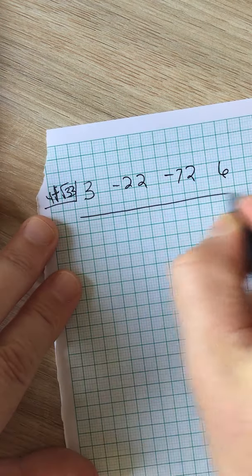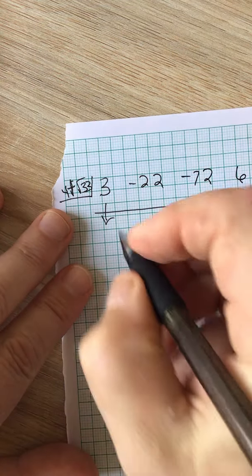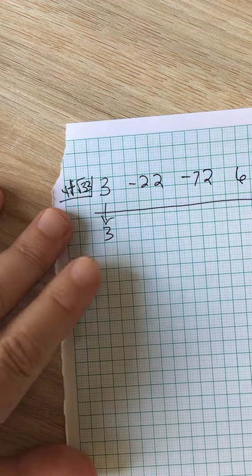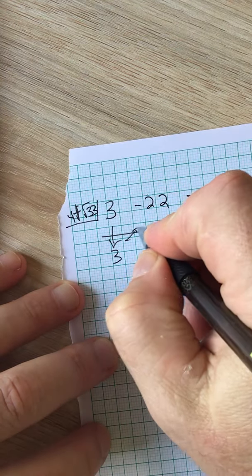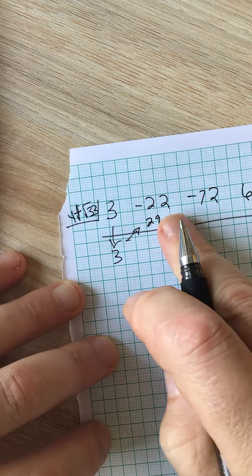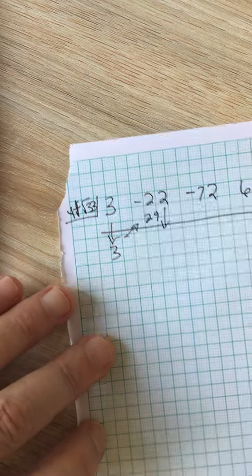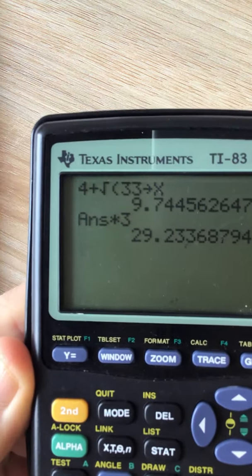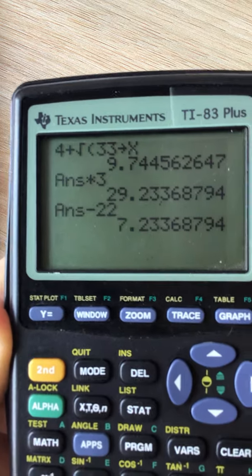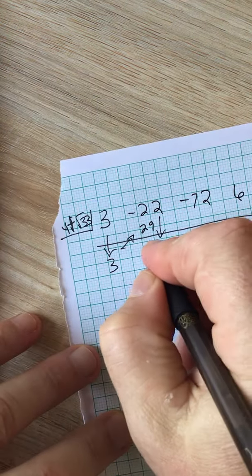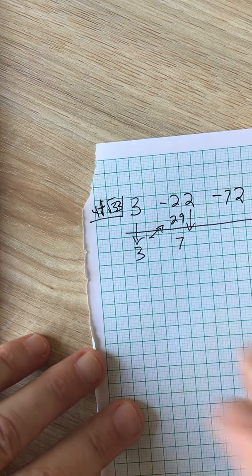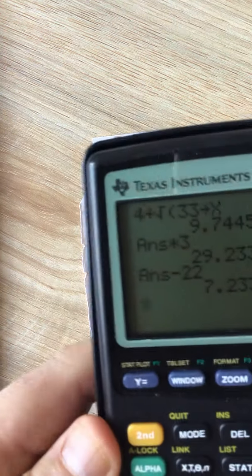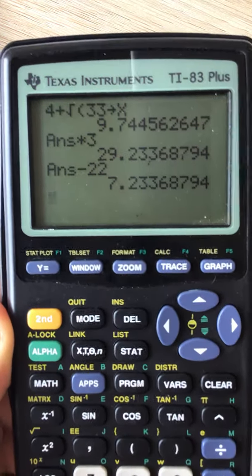So to get started with, I'm going to drop down the 3. I need to do 3 times that X value. Okay, so there's the X value times 3. So far, so good. It's about 29. So I'm never going to use that 29 again, so I don't really care. I'm going to go ahead and add negative 22. So from that 29, I'll subtract 22. It's about 7. Okay, see, later on, I'm going to use that 7 again, so I actually need to know exactly what that is. That's not 7. It's 7.23, whatever, whatever, whatever.